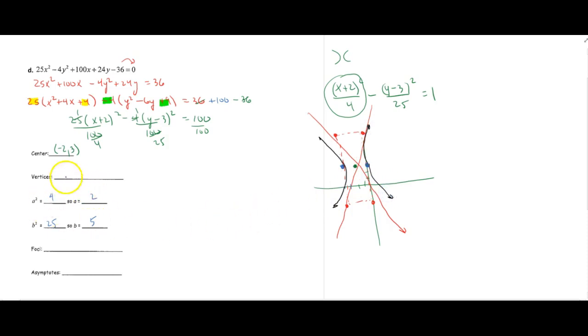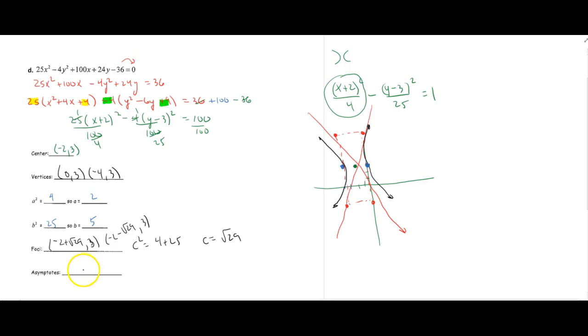So my vertices in this case ended up being at 0, 3, and my other one is at negative 4, 3. Now my foci, c squared is equal to 4 plus 25. So c is the square root of 29. Since it's opening left and right, our y value is going to stay the same. So we add root 29 to the x coordinate of the center. Negative 2 plus the square root of 29, comma 3. That's one focus. And the other one is going to be negative 2 minus the square root of 29, comma 3.